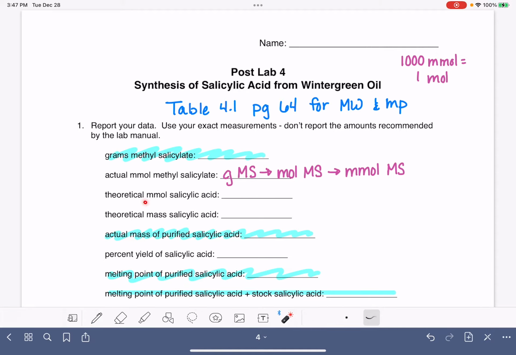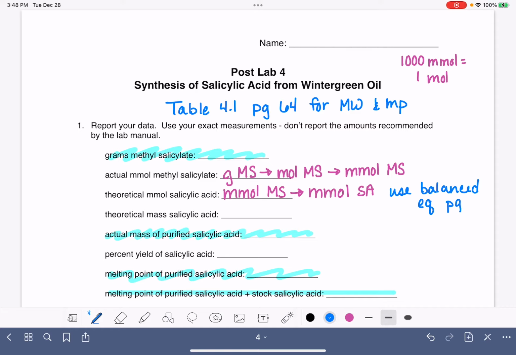The next question is asking you to calculate the theoretical millimoles of salicylic acid. And so this is going to be a mole to mole conversion. This is going to be millimoles of methyl salicylate being converted into millimoles of salicylic acid. And to do this, you need to use the balanced chemical equation for the experiment. The balanced equation for the experiment is on page 65. And actually, I just realized that this is on page 65 as well.